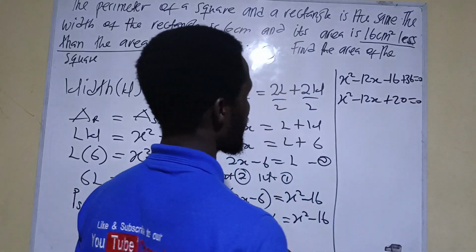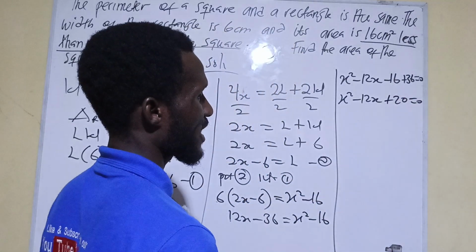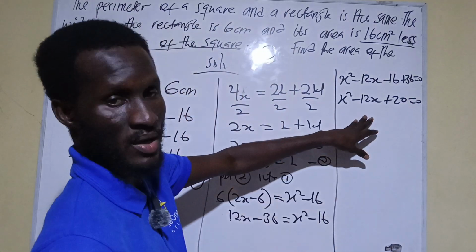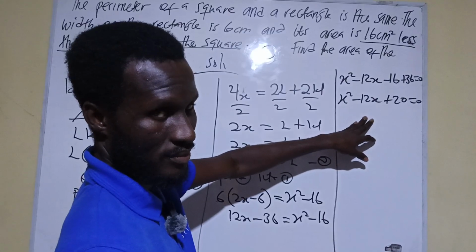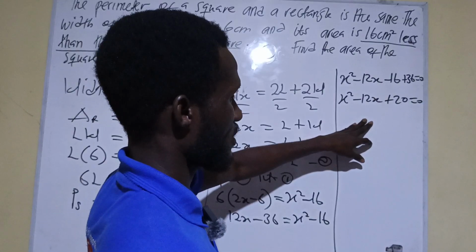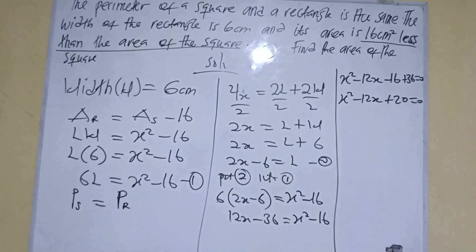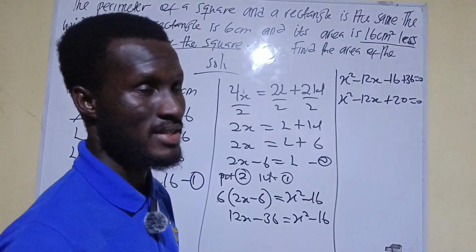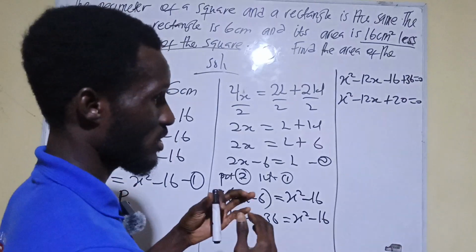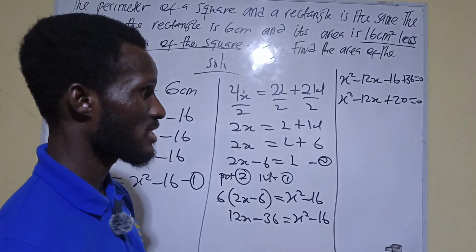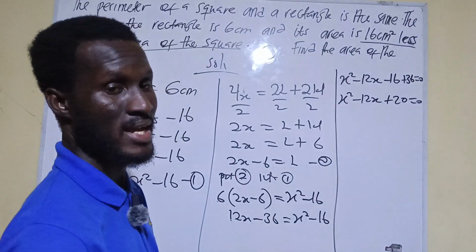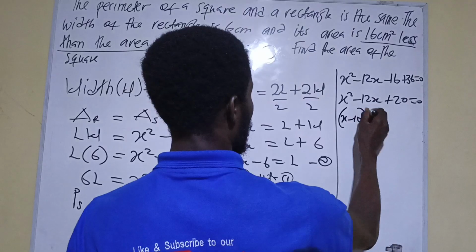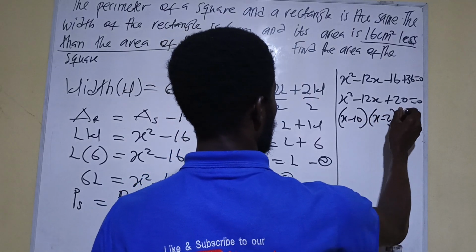20 equal to 0. Now 20, what two numbers can we use? We need to factorize this one. Now I'm not going to go through factorization here, but the two numbers we can use are negative 10 and negative 2. So we're going to have x minus 10 and then x minus 2 equal to 0.